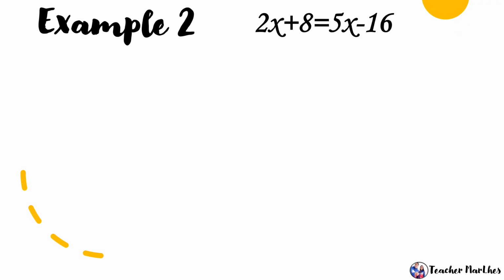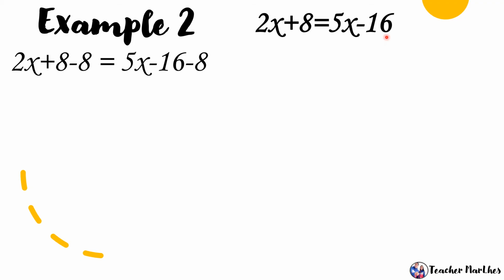Let's have another example. So, let's evaluate 2x plus 8 equals 5x minus 16. So, para ma-evaluate ang equation na ito, kailangan magkasama yung 2x and 5x. So, we will combine like terms. Then, 8 and negative 16. So, we will use the different properties of equalities to combine 2x, 5x, and 8 and 16. So, we will use the subtraction property of equality para yung positive 8 ay mapunta dito sa kabila at magiging siyang minus 8. So, 8 minus 8, that is 0.